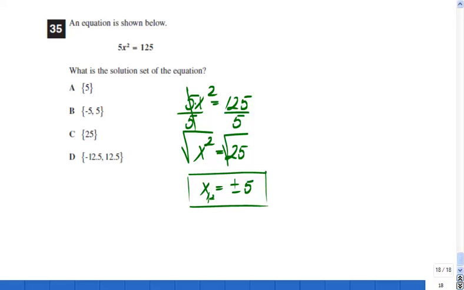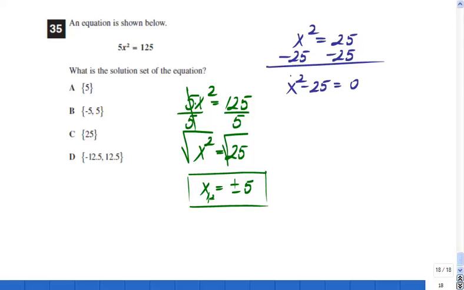Another way to solve it: if you have x squared equals 25, I'm going to move that 25 to the left side, and I'm getting x squared minus 25 equals 0. Now I will try to factor this left side, which is the difference of two squares. Do you guys remember? If you have a squared minus b squared, that equals what? Two binomials as a product: a minus b times a plus b. Well, your 25 is actually 5 squared.